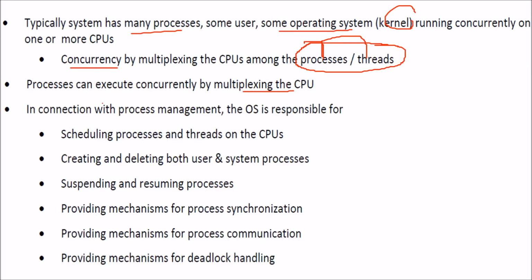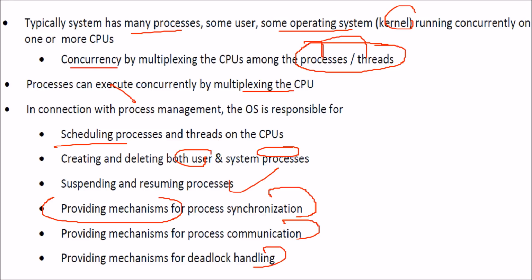When we are dealing with process management, the operating system is responsible for what? First of all, scheduling, creating and deleting processes, suspending processes, process synchronization, process communication, and deadlock handling. All these are there, and the mechanisms have to be provided.